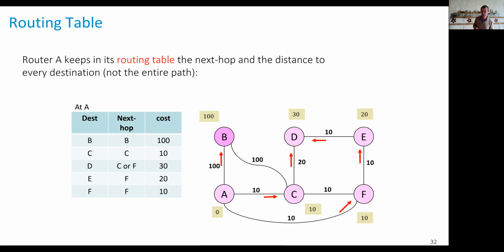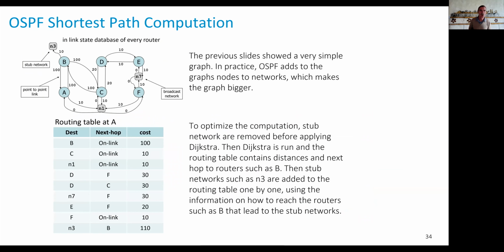And at the end of this, the only thing that we distill from that is a routing table. So A will put in its routing table that in order to go to D here, there are two possible next hops, C or F. So A will write two entries in its routing table, C or F, and it will also write the cost. And this is what we will get from this computation.